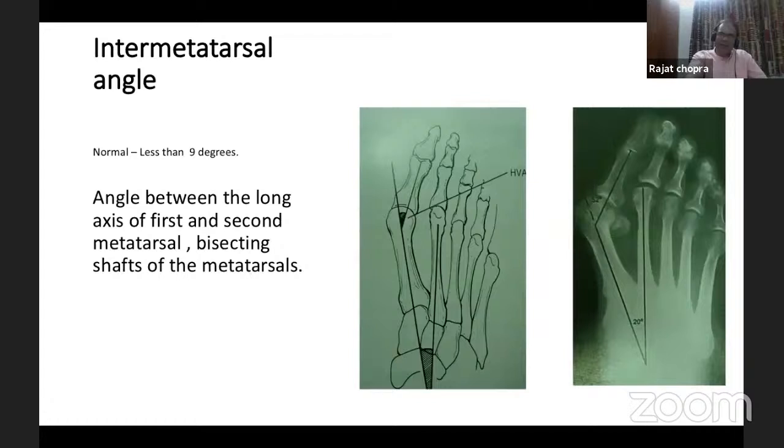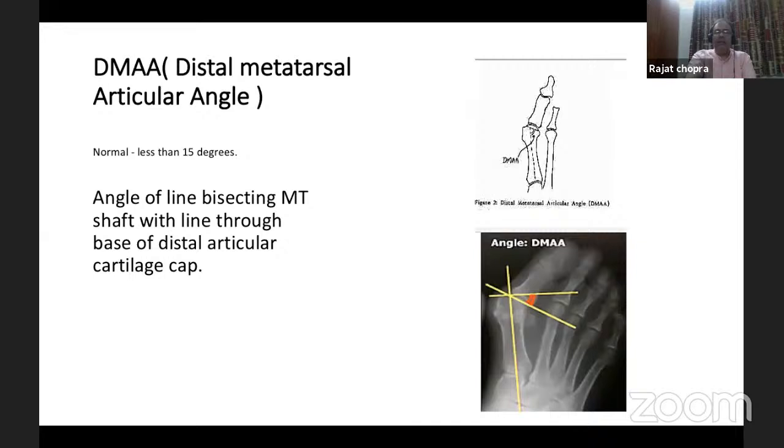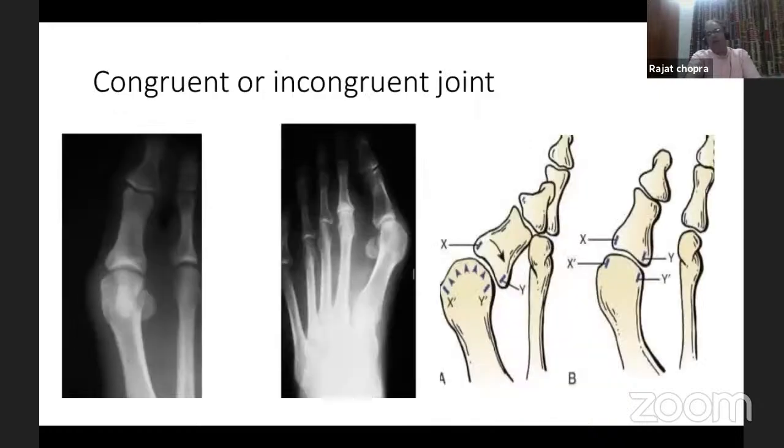The next important angle is the intermetatarsal angle, which is less than 9 degrees. It is the angle between the long axis of the first and the second metatarsal. And the third angle is DMAA, the distal metatarsal articular angle. It is not that important in adults, but when you are dealing with a juvenile, you would definitely like to correct that also.